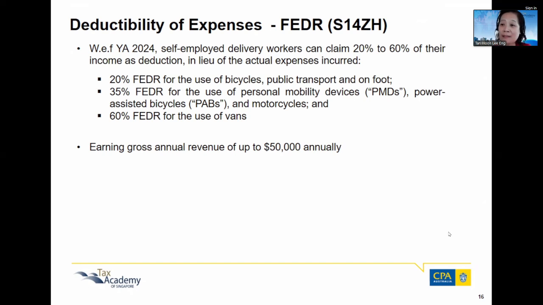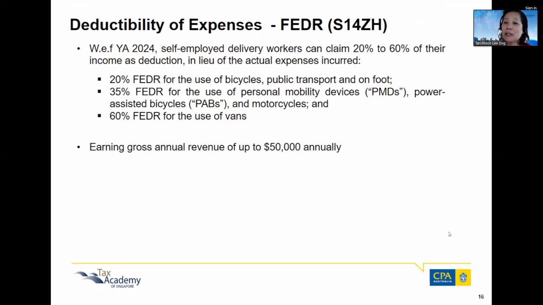Okay, so you see, if it's a van, naturally there'll be more cost for the van. So it's higher, 60%. It will be the FEDR. If it's public transport or even on foot, it's only 20%. So it's according to the mode of transport. You can see that there's also this 50,000 cap there. So it's similar to the commission agent.